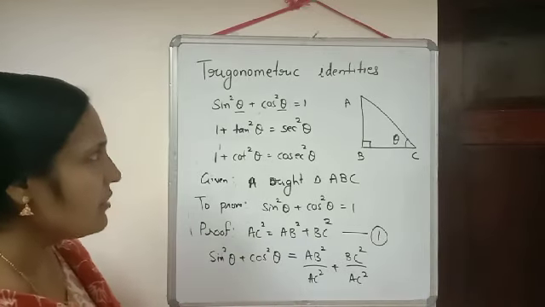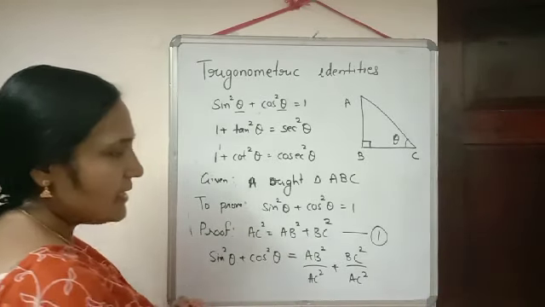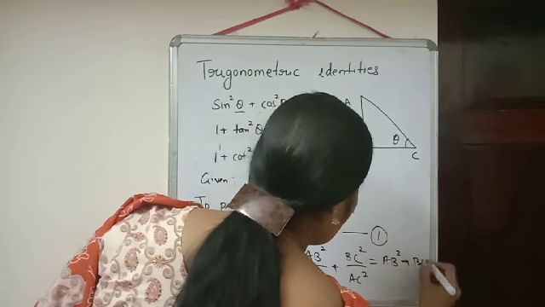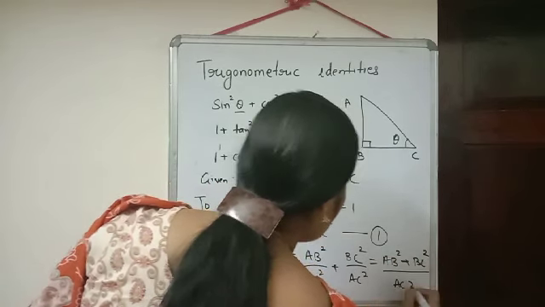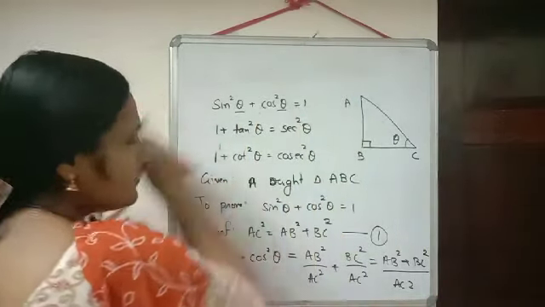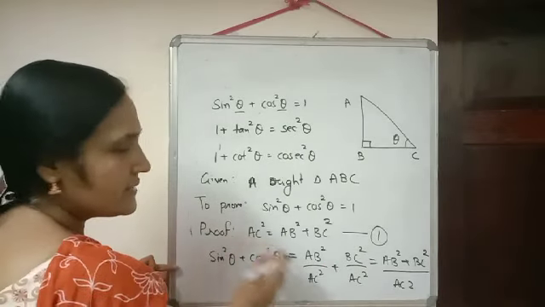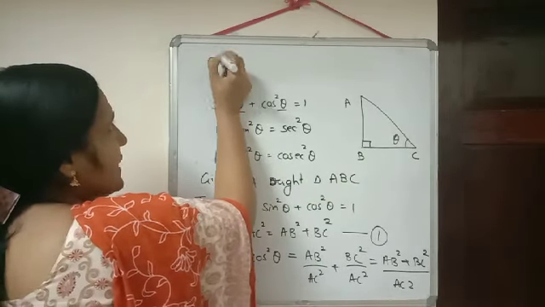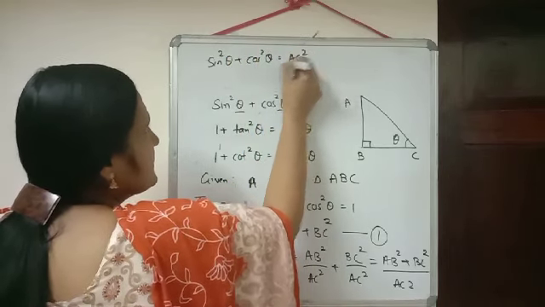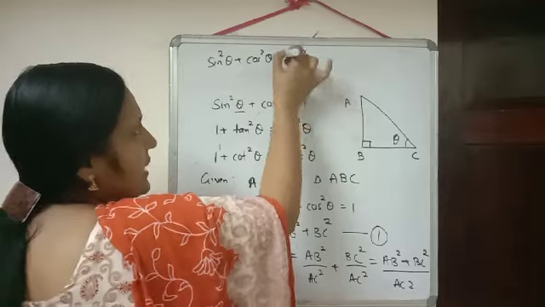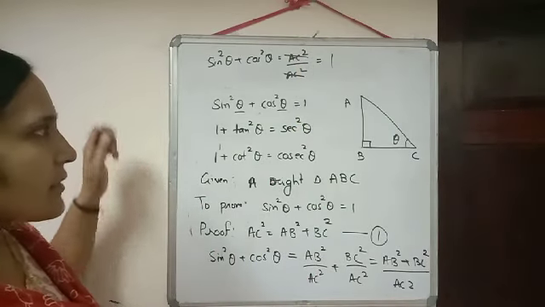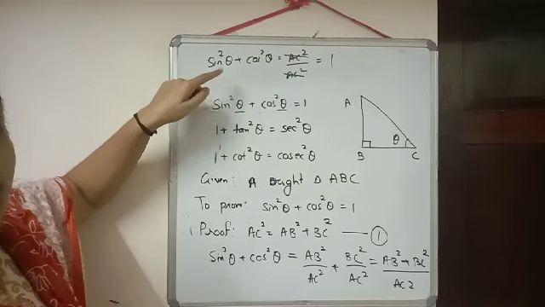Now in these two, the denominators are the same, so directly we can add the numerators. Then we get AB square plus BC square by AC square. And in equation 1, what did we write? AB square plus BC square is AC square. So just write down, sin square theta plus cos square theta is equal to AC square by AC square. AC square will get cancelled, and we get the value equal to 1. In this way we have proved the first identity.